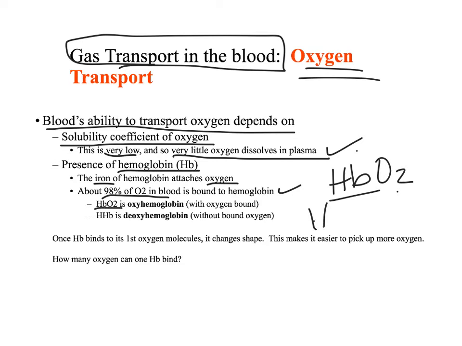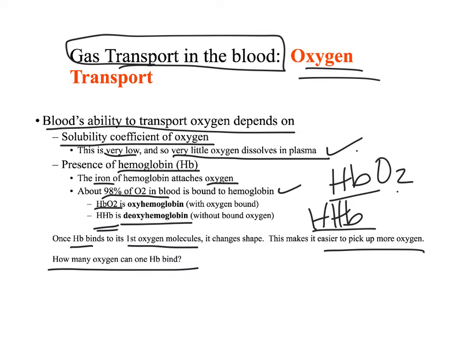After hemoglobin stops carrying oxygen, if it carried it before and it doesn't carry it now, it's called HHb. HHb is deoxyhemoglobin, so it's hemoglobin that's given up its oxygen. Once hemoglobin binds the first oxygen molecule, it modifies its shape so that it can pick up the other three more easily. So I just told you, hemoglobin can bind 4 oxygen molecules.